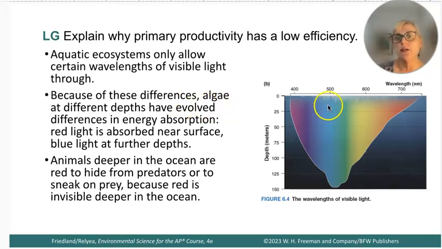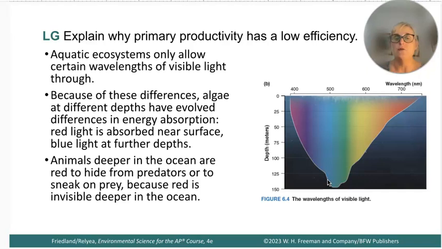If we take a look here, you know that white light, if you put it through a prism, you're going to get this array of colors. That's something you should have learned in middle school or physics class. And so purple and reds don't penetrate as deep in the water. And so this can influence the color of different organisms.